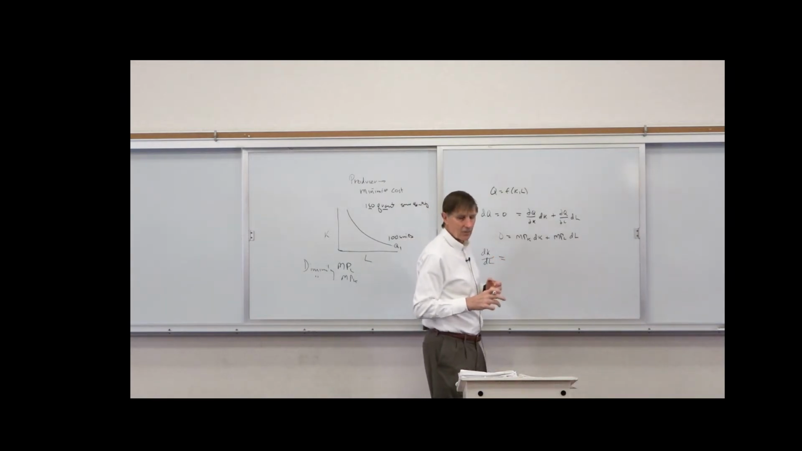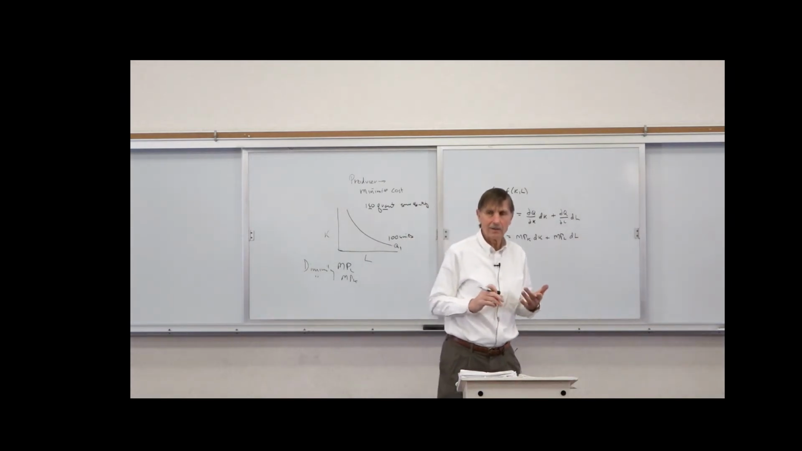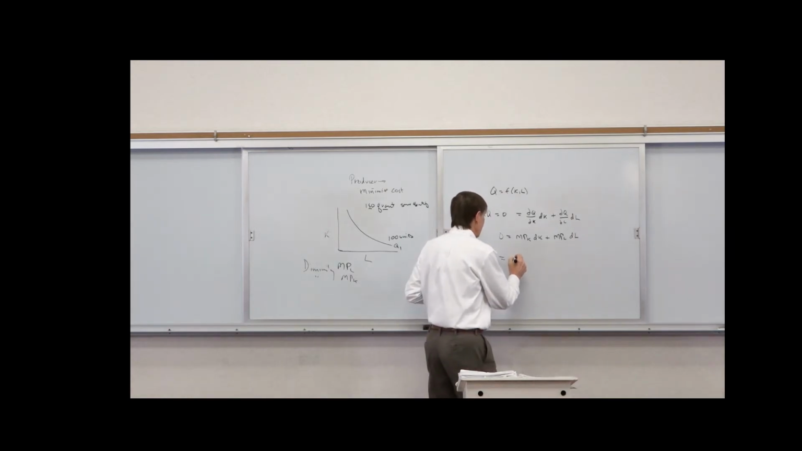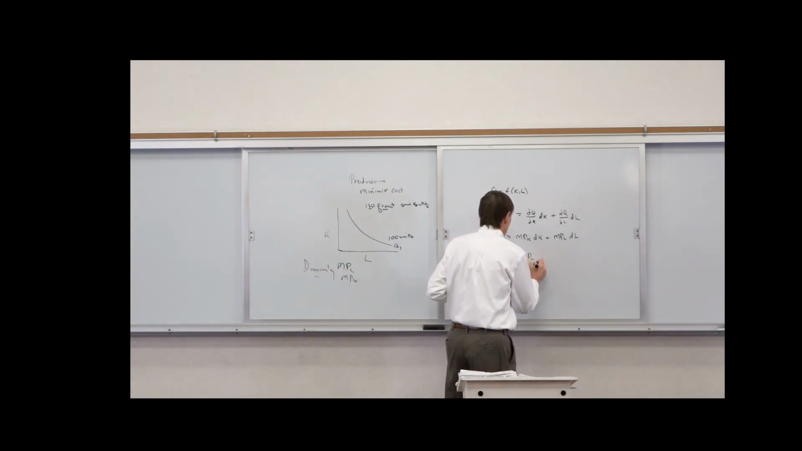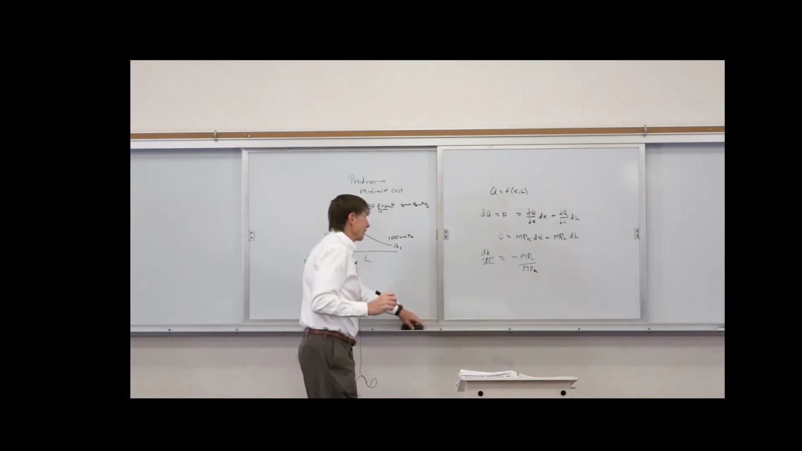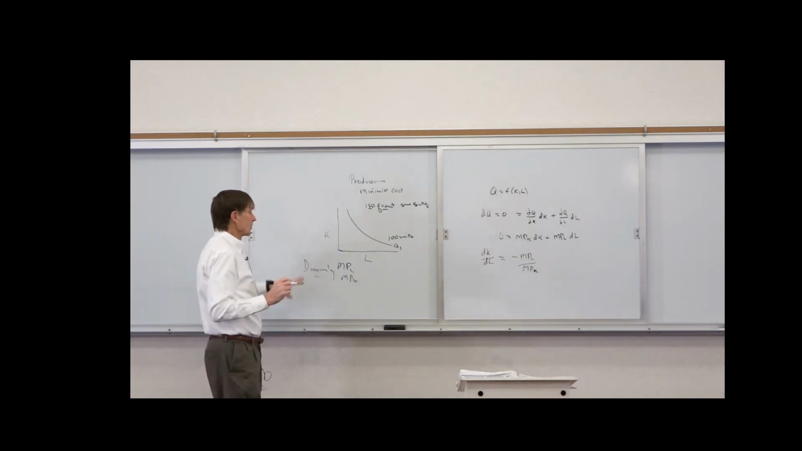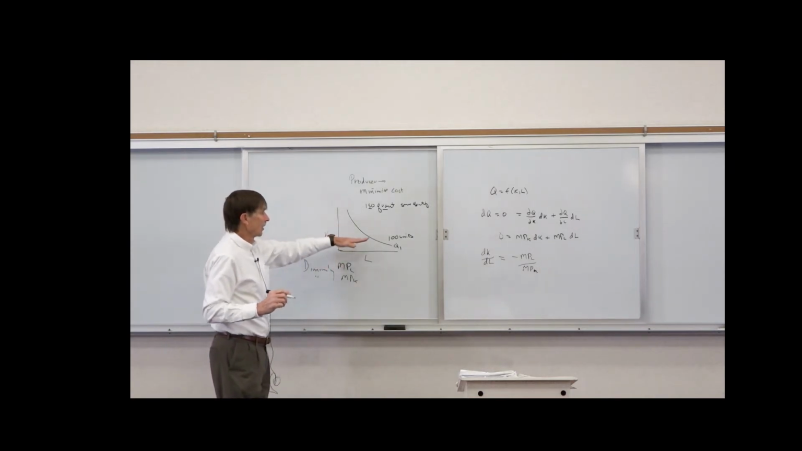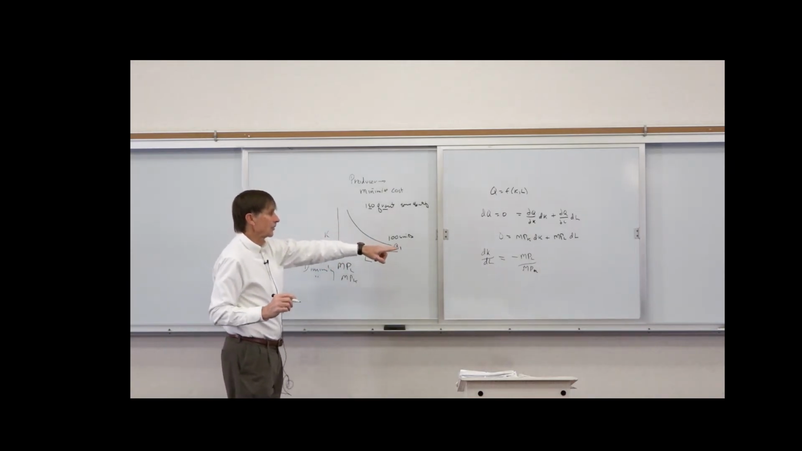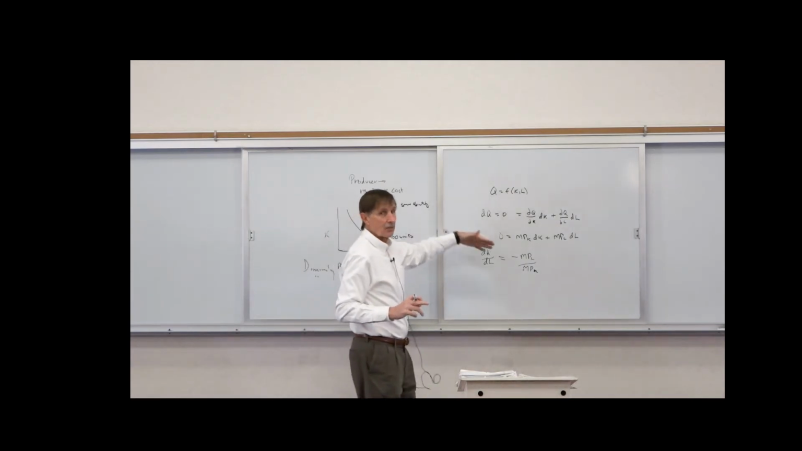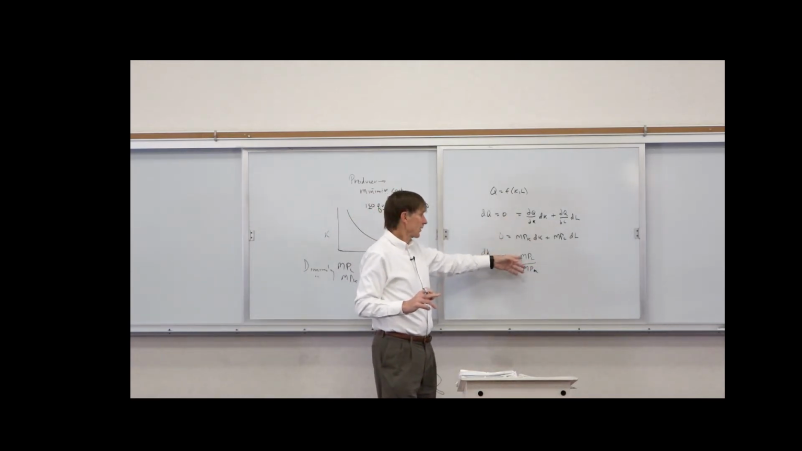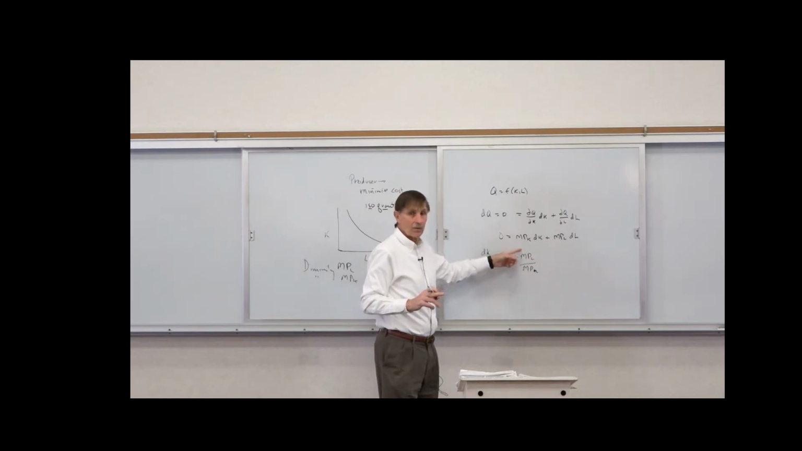And what do you think you're going to get, right? We're going to get minus the marginal product of labor over the marginal product of capital. So the slope of that isoquant is equal to the negative, because it's downward sloping, right? So it's equal to the negative of the ratio of the marginal products.